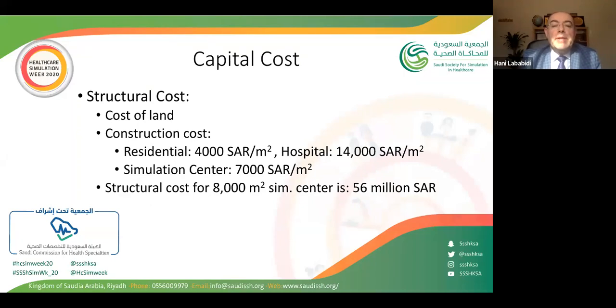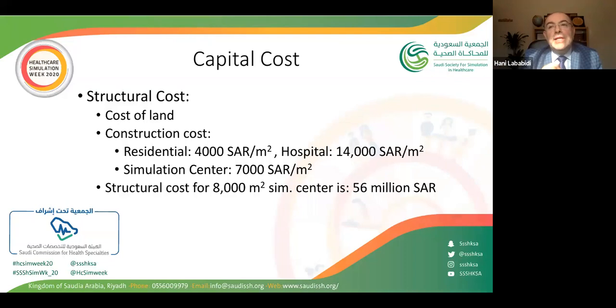So what are the capital costs? There is the structural cost to build the building. Sure, the cost of land depends on where you want to put it: in Riyadh, what area of Riyadh, in Jeddah, in Eastern Province. I'm not going to talk about the cost of land because it varies a lot depending on where you put it, and whether you pay for it or it is part of the university. Let's talk about construction cost. And this is my approach to construction cost of a simulation center.